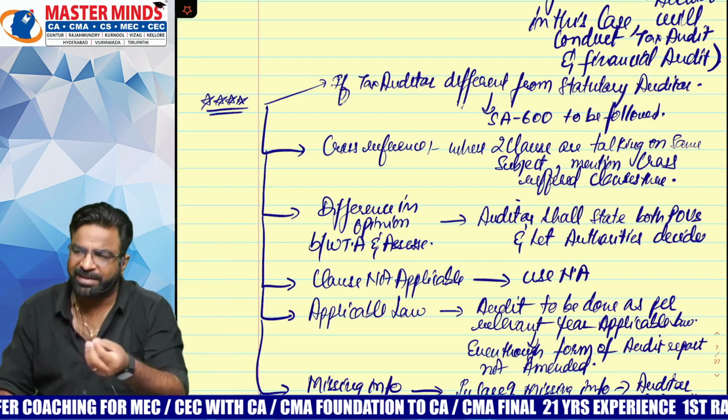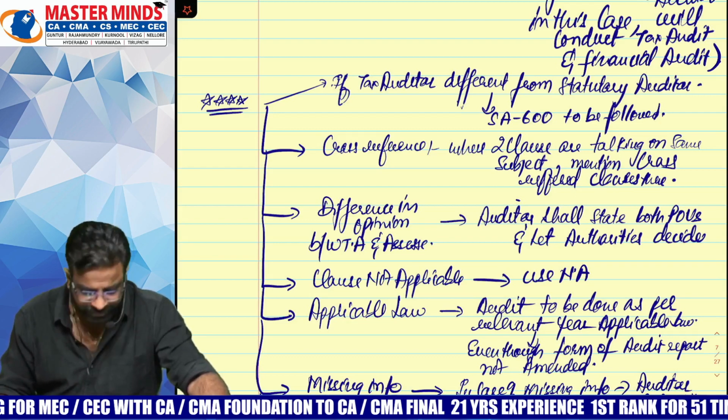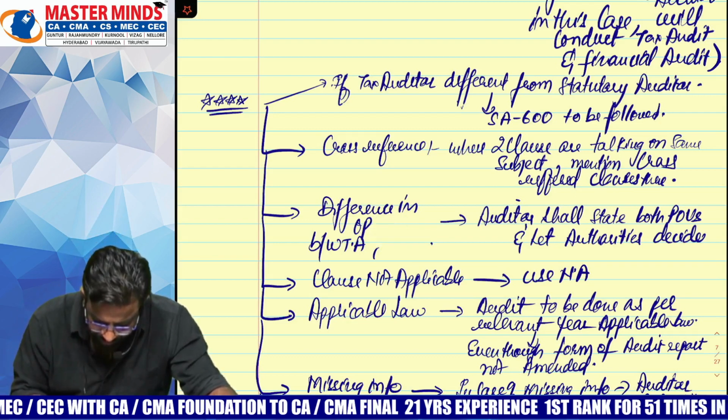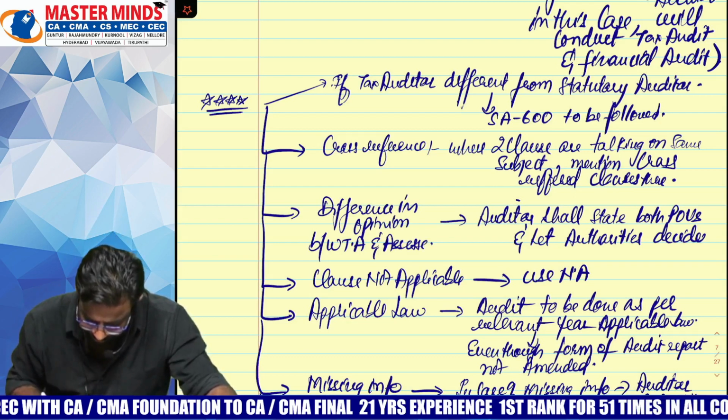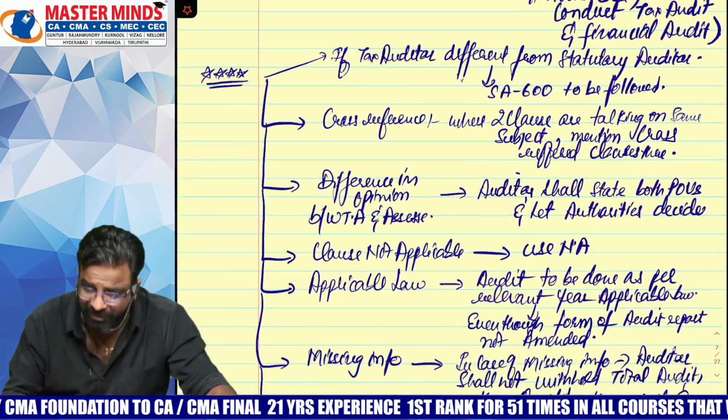These are a few extra guidelines which you should know while doing which audit? Tax audit. Read the next point. Difference in opinion between the tax auditor and assessee. Auditor shall state both points of view and let the authorities decide.